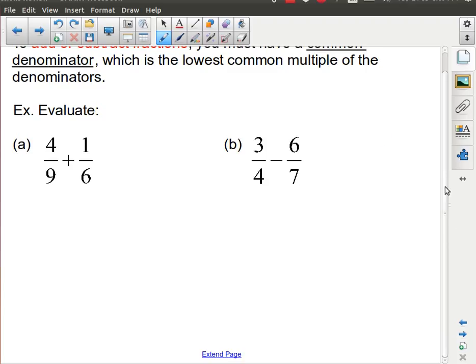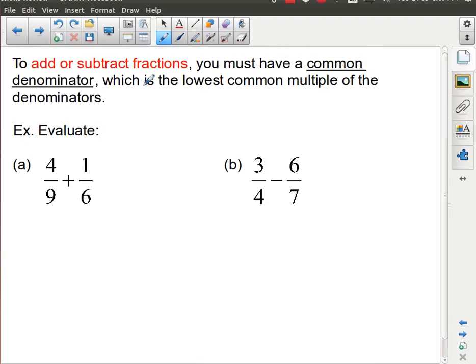Now let's take a look at addition and subtraction of fractions. In order to do that, you need to have a common denominator. And that's the lowest common multiple. Sometimes that's called the least common multiple of the denominators.